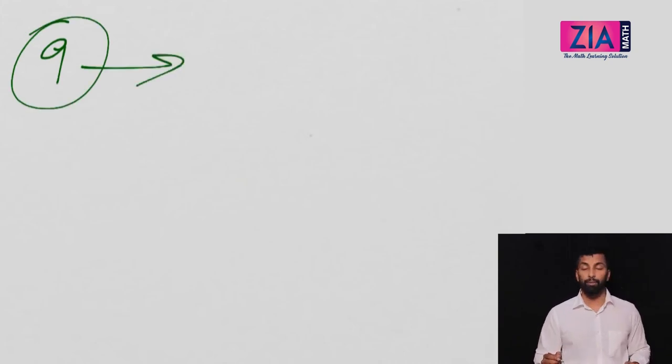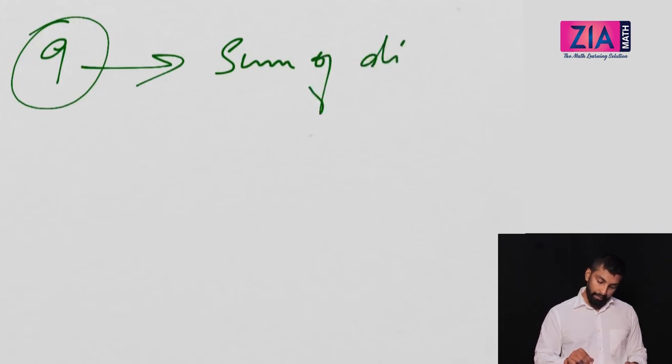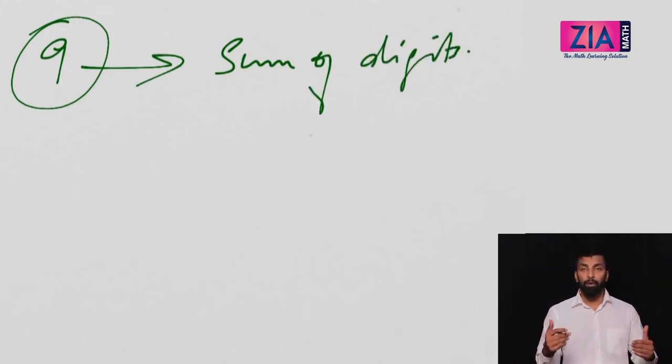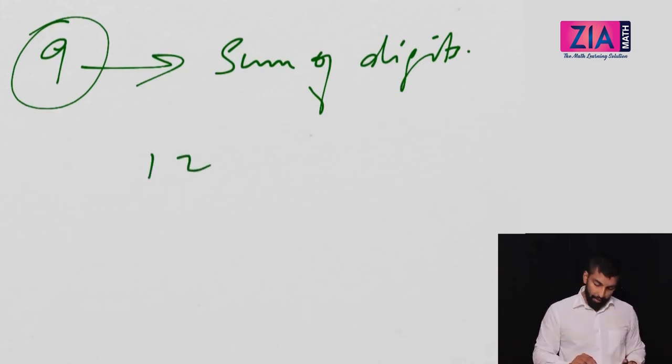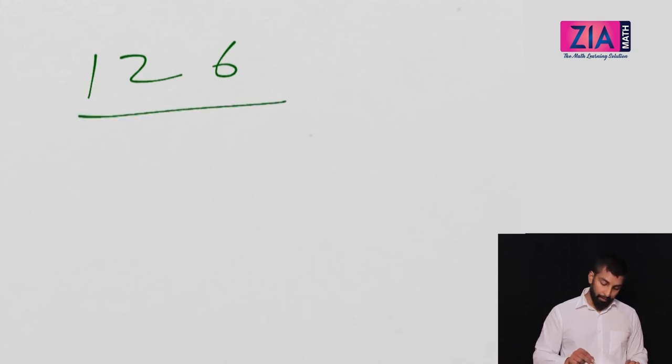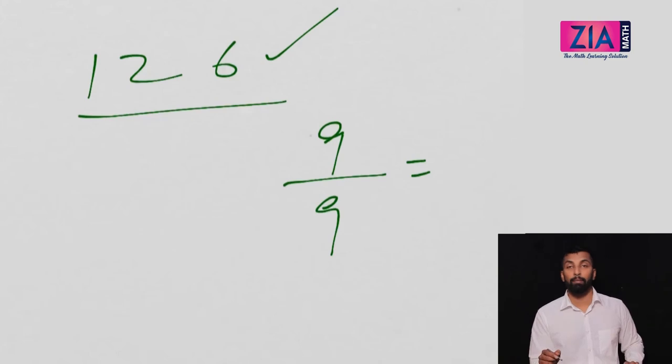Okay, 9 I have already discussed with you: sum of digits, similar to 3. So the sum of digits must be divisible by 9. If you have a number 1, 2, 3, you take the sum of digits, you get 6. It is not divisible by 9, so 1, 2, 3 is not divisible by 9. What if you have 1, 2, 6? You take the sum of digits, you get 9. That is divisible by 9, so 1, 2, 6 is divisible by 9.